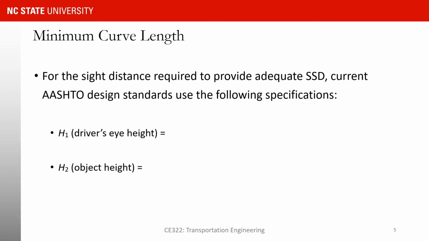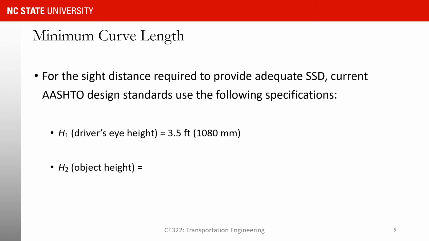Now, we can simplify these two equations by using design values for H1 and H2, and these design values are coming from AASHTO. So what do you think is a good number for the height of the driver's eye, and how about a good number for the height of the object that we want to avoid? So the design value for driver's eye height is 3.5 feet.